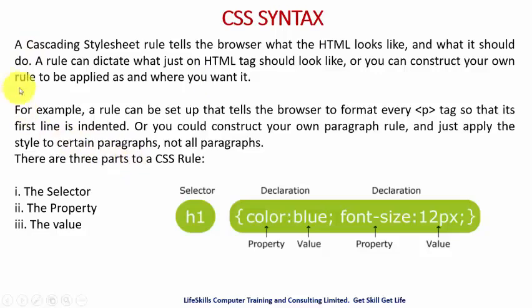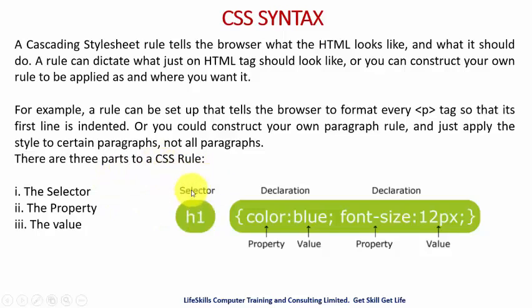For example, a rule can be set up to tell the browser to format every paragraph so that its first line is indented. Or you could construct your own paragraph rule and apply the style to certain paragraphs, not all paragraphs. So it's possible that you can use another class name for another paragraph and begin to apply your CSS rule to it. There are three parts to a CSS rule. Now, a rule is the syntax of the CSS. Just like when you want to speak English, the language has its own rules, like verb, noun, pronoun, how you structure them to construct a sentence. So the same thing applies in CSS.